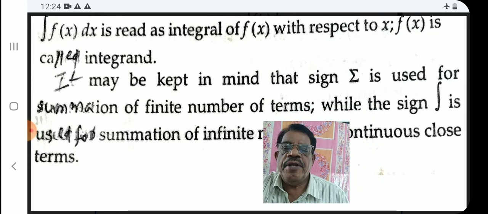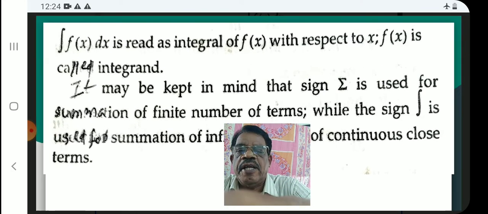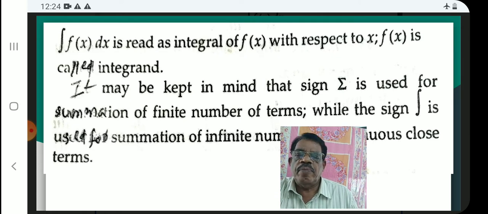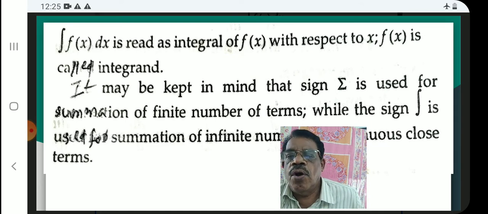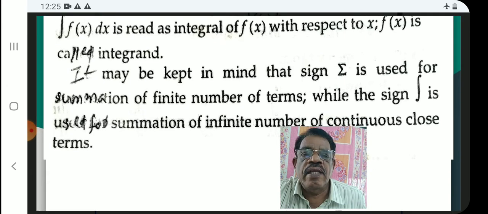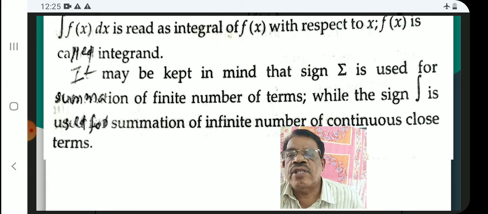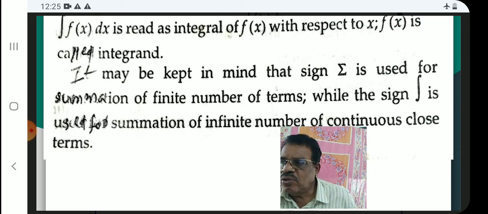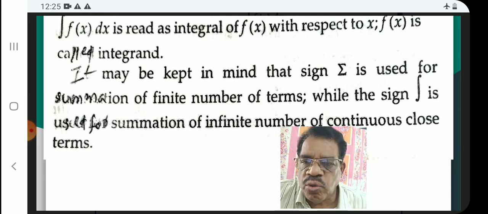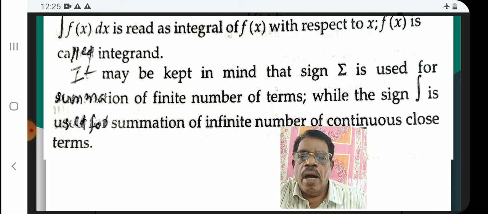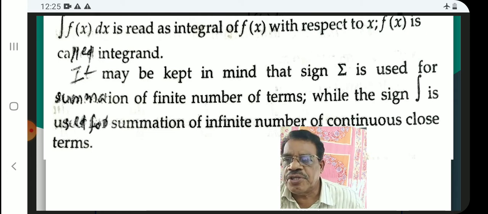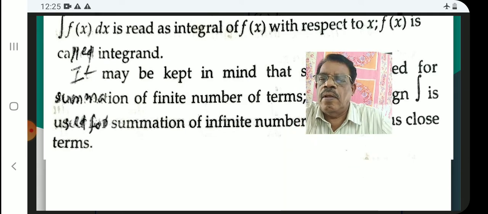It may be kept in mind that sign sigma is used for summation of a finite number of terms, while the sign integral is used for summation of an infinite number of continuous closed terms. For a finite number of terms we use summation. If there are infinite numbers of very small terms to add, summation cannot be used and we use integration.